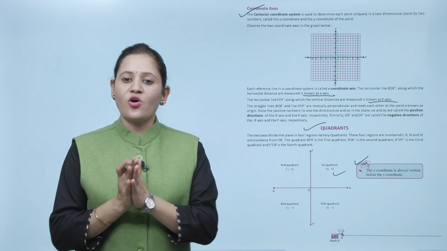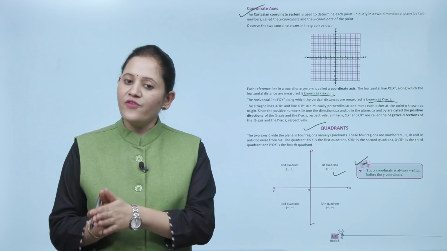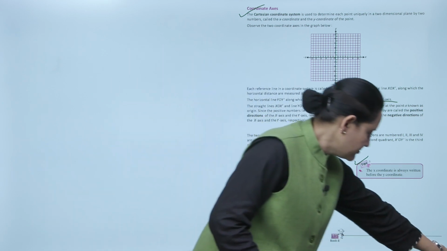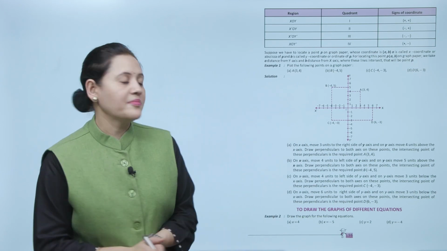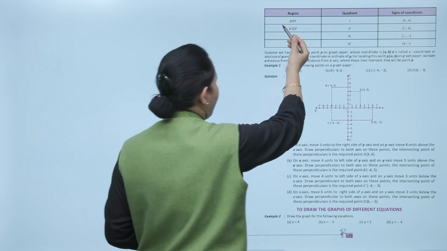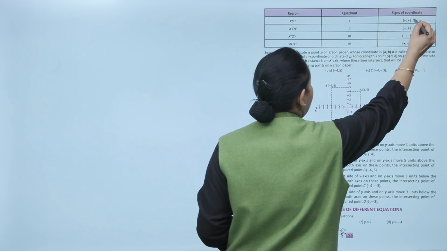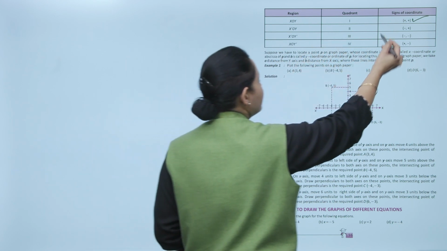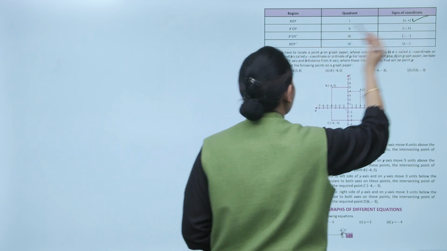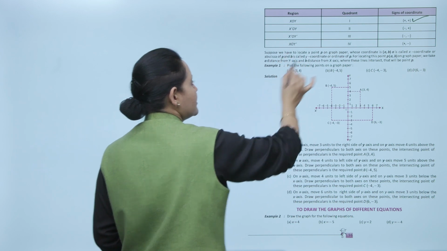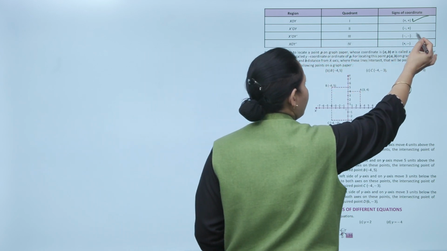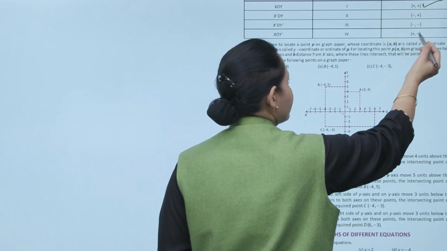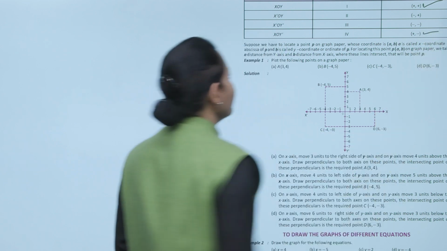The x-coordinate is always written before the y-coordinate. We always write the x-coordinate first, then we write the y-coordinate. Here one table is given. In the first quadrant, both x and y are positive. X'OY is the second quadrant, where x is negative and y is positive. X'OY' is the third quadrant, where both x and y are negative. XOY' is the fourth quadrant, where x is positive and y is negative.